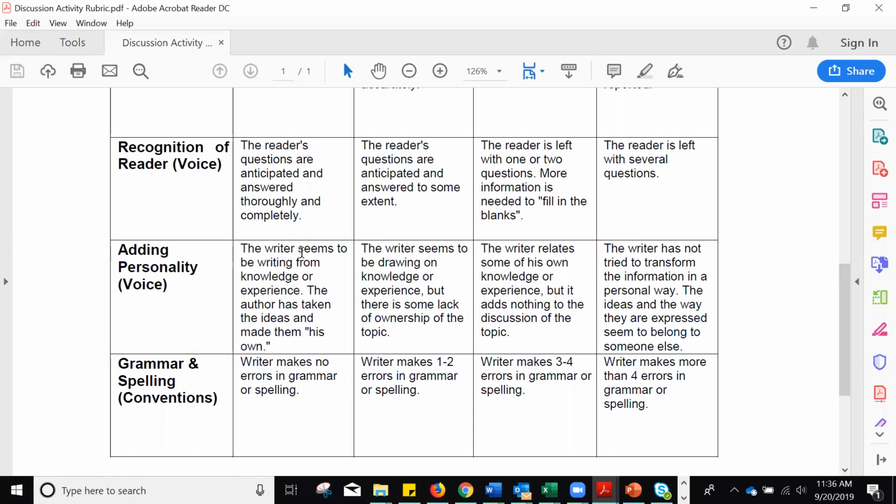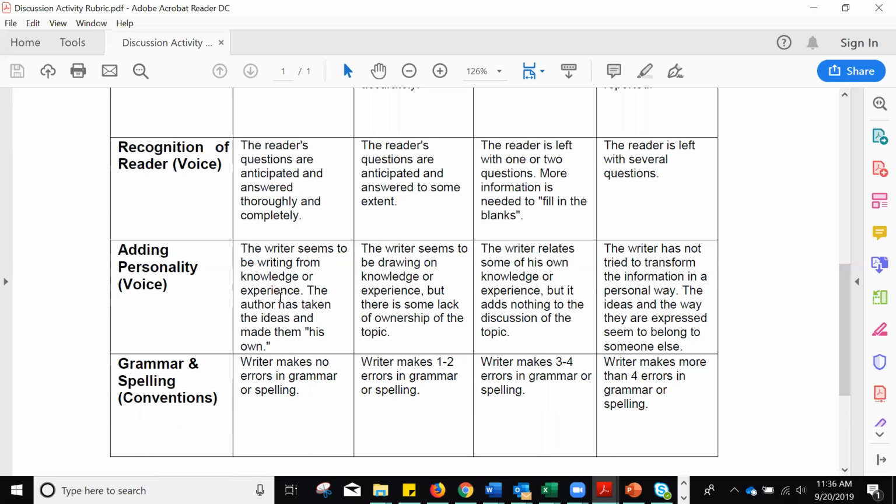You need to make sure that some of what you're writing is from knowledge or experience. You can add in some background information about things that you have actually experienced yourself or with family or friends that has better prepared you to respond to the discussion.